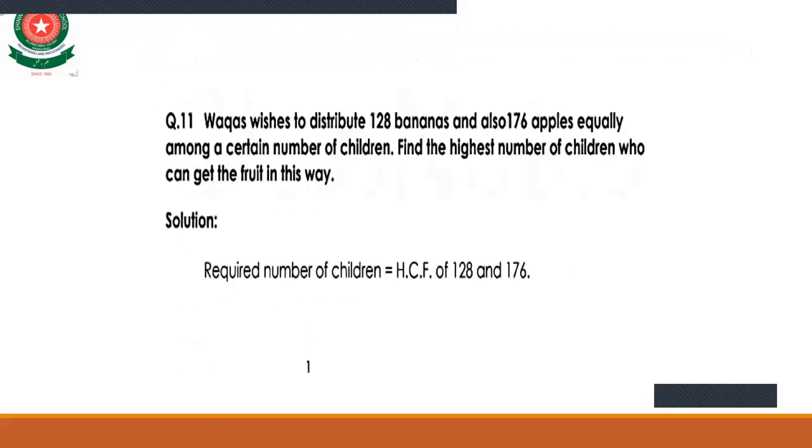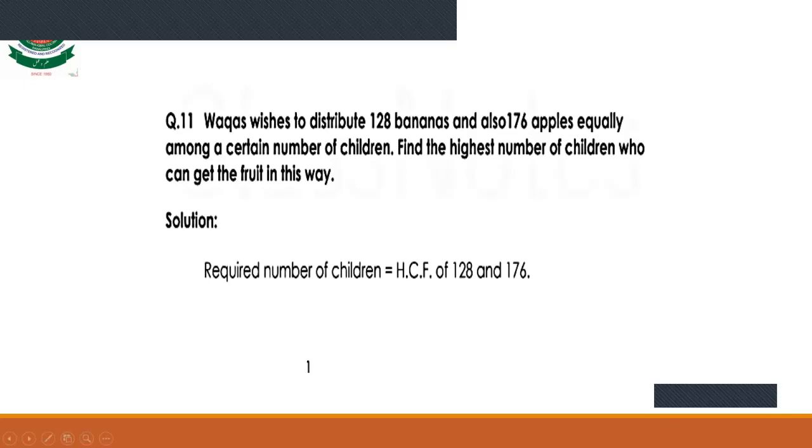Our last question of today's exercise is, Waqas wishes to distribute 128 bananas and also 176 apples equally among a certain number of children. Find the highest number of children who can get the fruit in this way. We have to find the number of children, how we can distribute in an equal way. The required number of children is equal to the HCF of 128 and 176. We have to find the HCF.